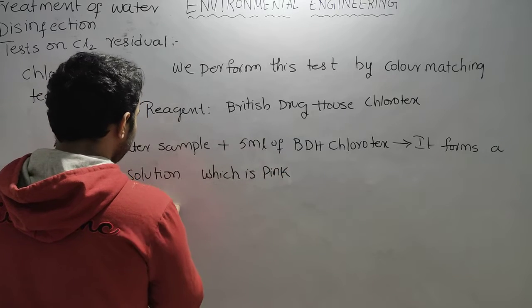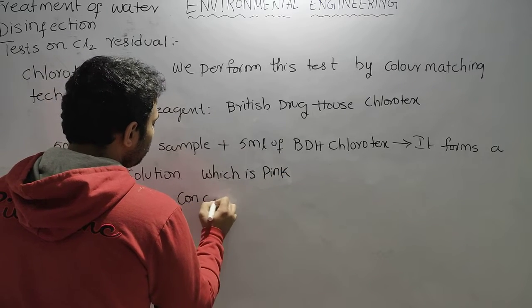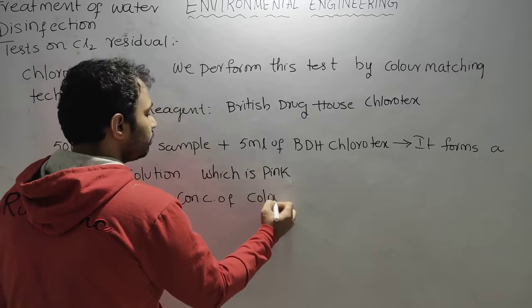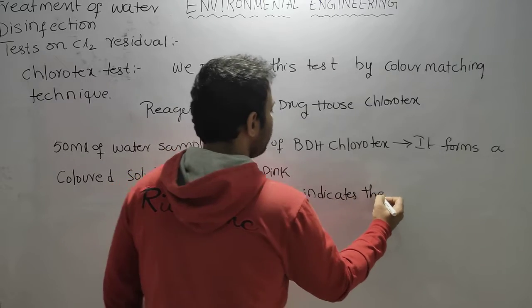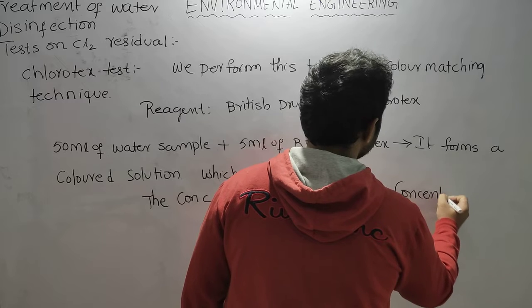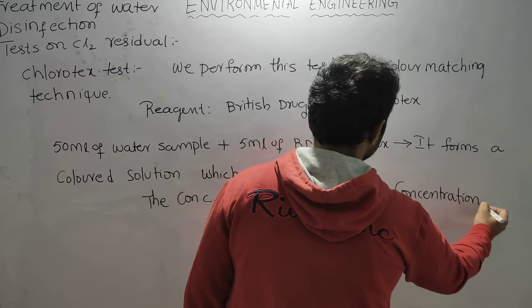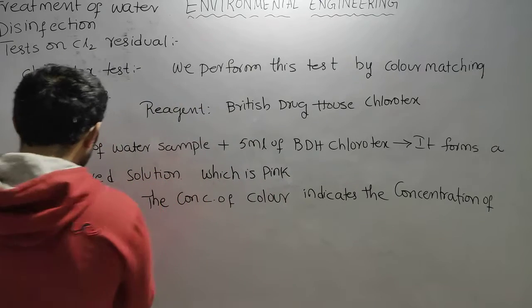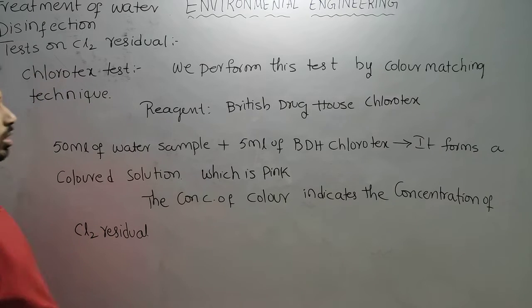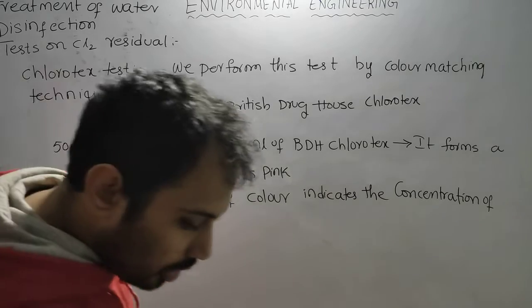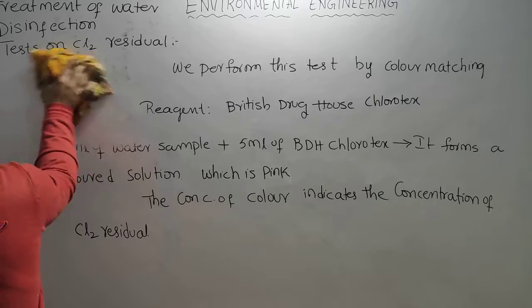So the concentration of color indicates the concentration of Cl2 residual. This is the chlorotex test. And the next is the DPD test, diethyl paraphenylene diamine test.